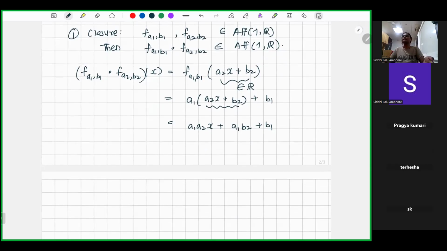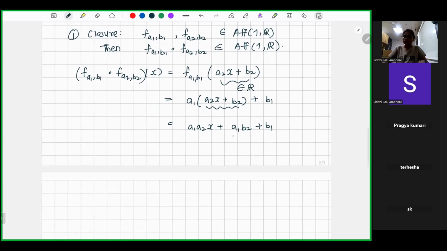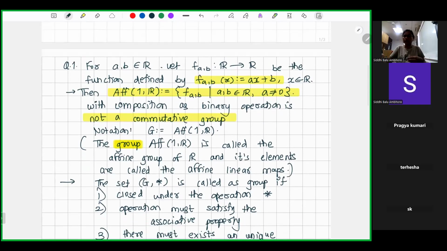So we have to check whether this belongs to my set, this affine group of R, or not. Note that a1 b2 + b1 anyway belongs to R. These are just real numbers, so that's not a problem. But now we have to check whether a1 a2 belongs to R and is non-zero, right? That's how it is defined. This AFF(1, R): f_{a,b} could be defined for any a and b from R, and the affine group is not abelian.